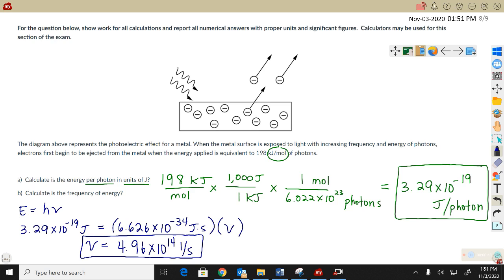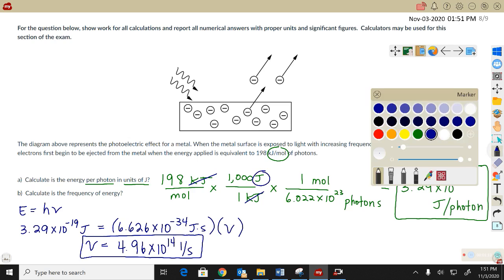So it's just a little dimensional analysis, right? I've got my 198 kilojoules per mole. I can choose to fix either the mole or the kilojoules first. I went with the joules. So I said, all right, let's cancel kilojoules, switch it to joules. That's one of the units that I want. I want joules per photon, not per mole of photons.